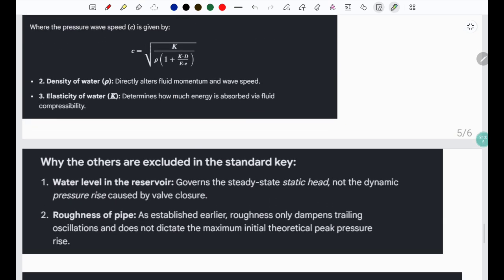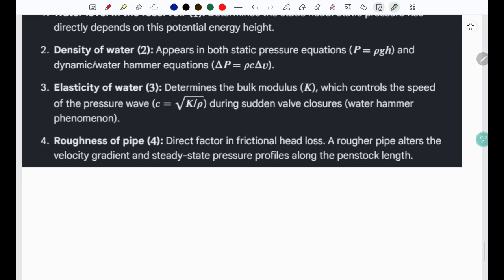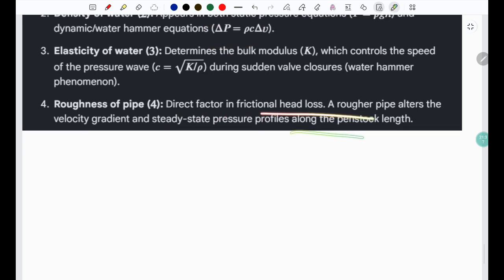So why were the others excluded? The water level in the reservoir will govern the steady state, that is the static head, not the dynamic pressure rise by the valve closure. And the roughness of the pipe will only dampen the oscillation, and it will not affect the peak pressure rise. Hence, the elasticity of the water, the bulk modulus, which controls the speed of the pressure wave, is important in water hammer. So is the density, and the roughness of the pipe is not something that will affect the pressure.